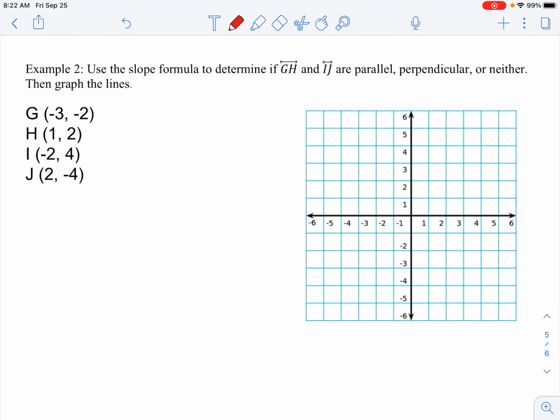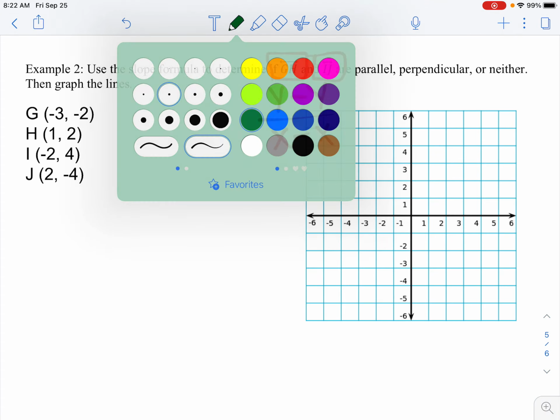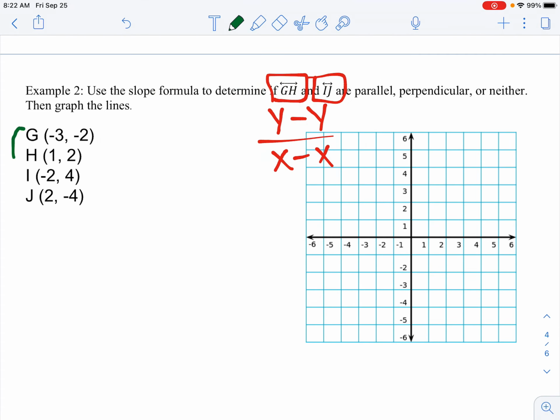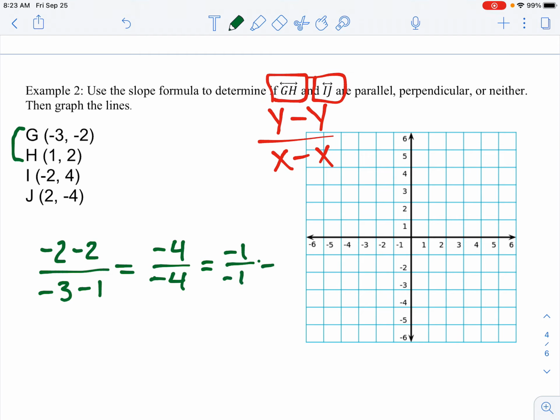Use the slope formula. So again, we got y minus y over x minus x. They want us to compare GH and IJ. So let's start off with GH. Let's do our slope formula. So negative 2 minus 2, negative 3 minus 1. That gives me negative 4 over negative 4, which reduces to negative 1 over negative 1, which just equals 1. So we found the slope of GH.